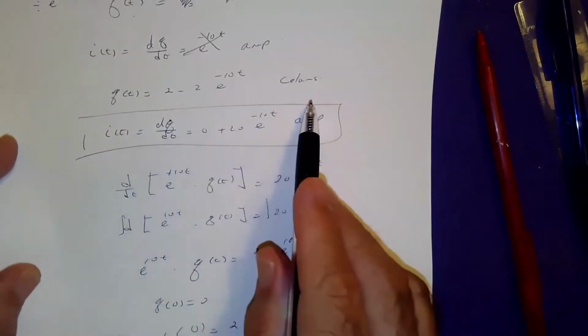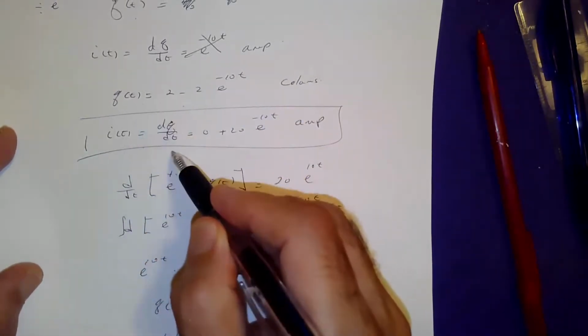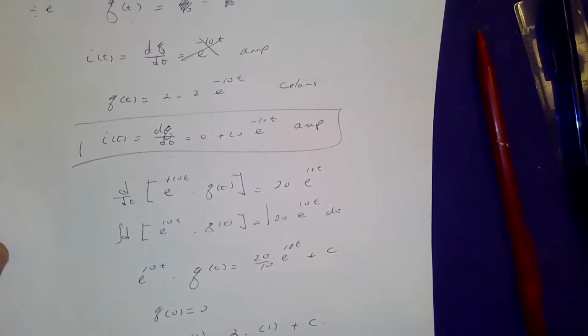But don't forget, once you find Q, that's coulombs, that's electric charge, but current is how fast the electric charge is changing with respect to time, which is this much. So there you have it. Sorry about that, guys. All right.